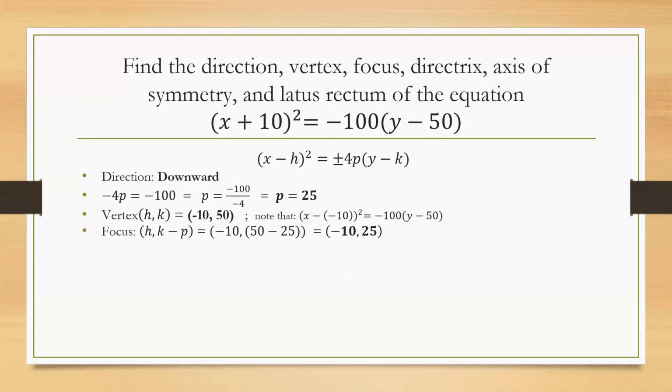And then for our focus, we will have to follow this formula. H comma k minus p, and then just simply put in the values for h, k, and p. So that's -10 comma 50 minus 25 equals -10 comma 25.